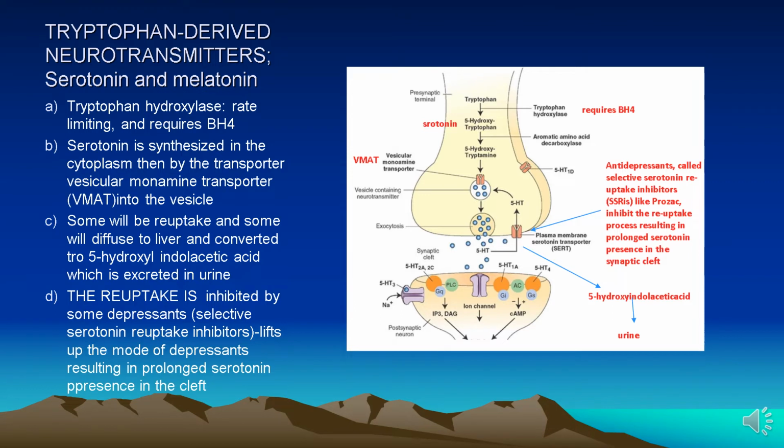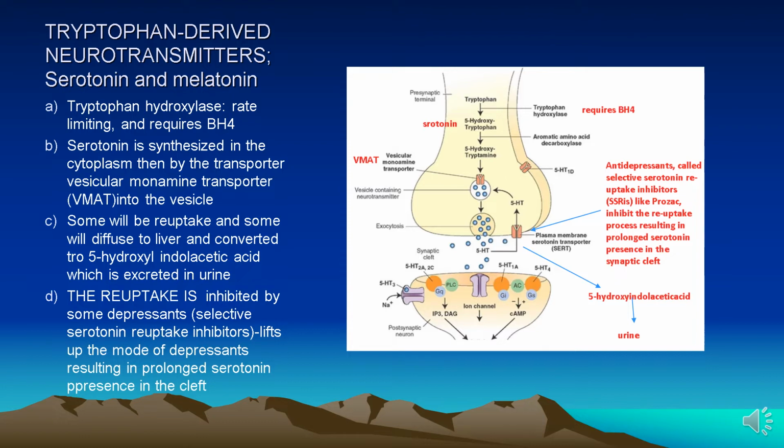Now I will talk about the tryptophan-derived neurotransmitters, which are serotonin and melatonin. For serotonin, the precursor is tryptophan, and the enzyme for this conversion is called tryptophan hydroxylase. It is the rate-limiting step, and it requires tetrahydrobiopterin.